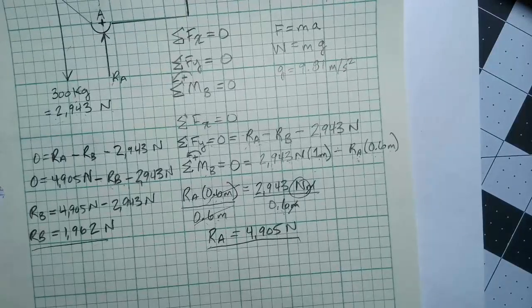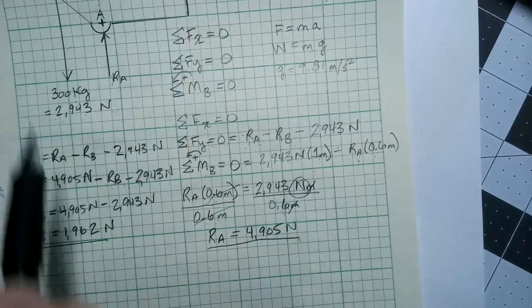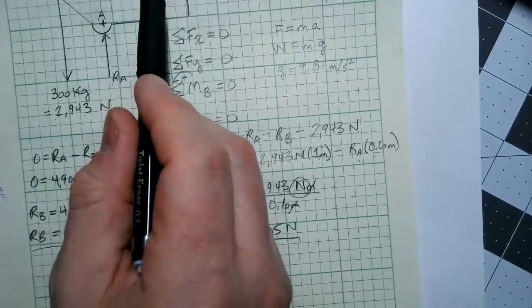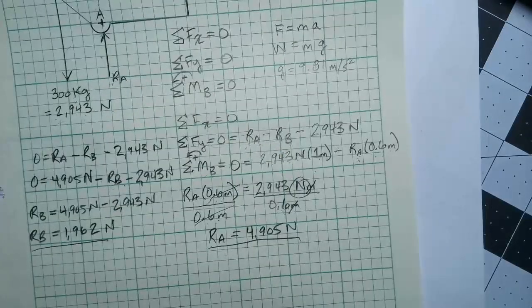Now, why is this important? Well, if we were going to analyze the effect on the box beam, if we wanted to see if the box beam was strong enough to support a load of 300 kilograms, we would look at the application of A to the bottom flange and B to the top flange, and then we would analyze the beam to see if it can support those loads. That's it for this example.